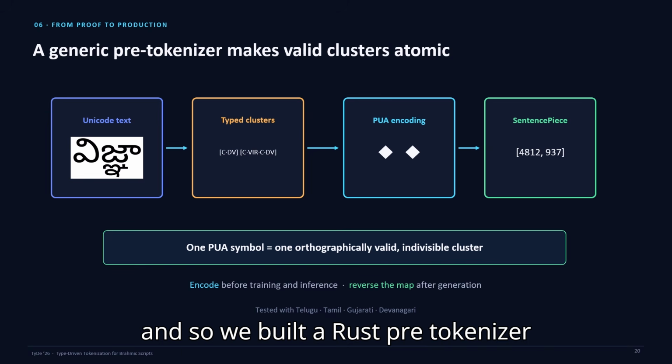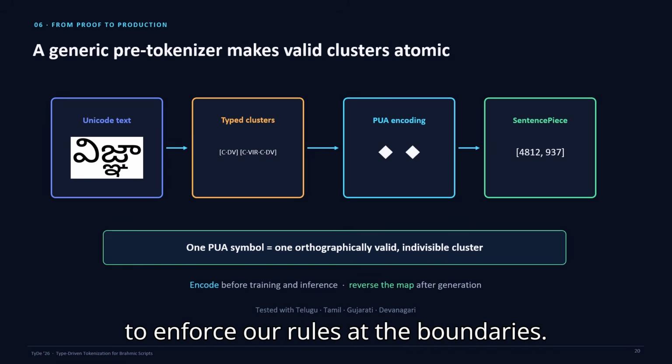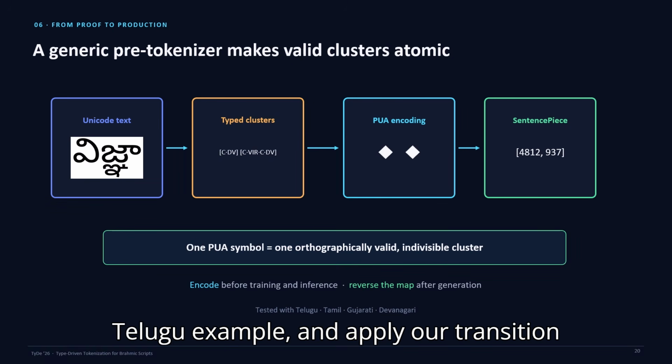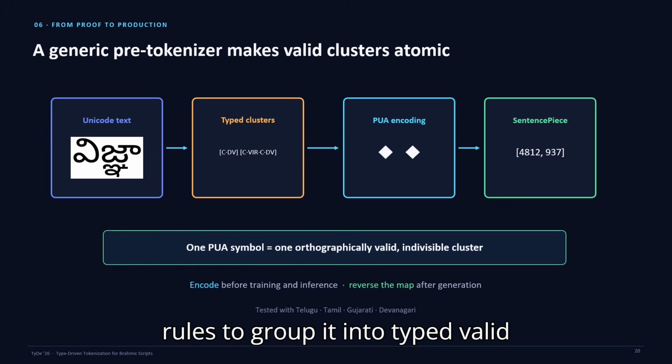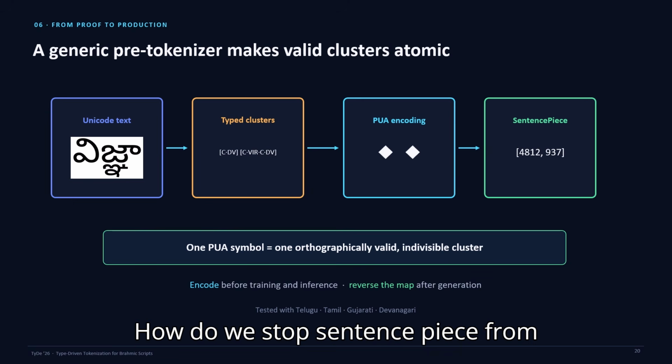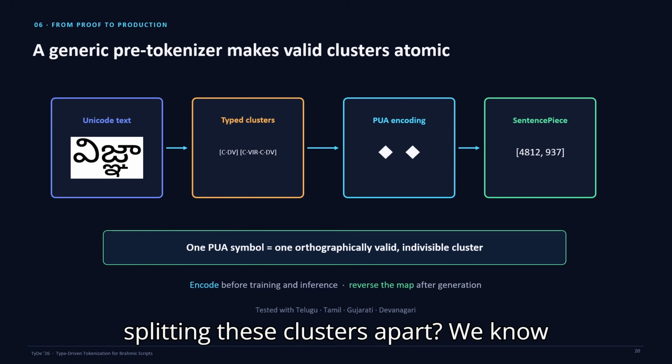And so we built a Rust pre-tokenizer to enforce our rules at the boundaries. First, we take the raw text, like our Telugu example, and apply our transition rules to group it into typed valid clusters. But here is the key challenge. How do we stop SentencePiece from splitting these clusters apart?